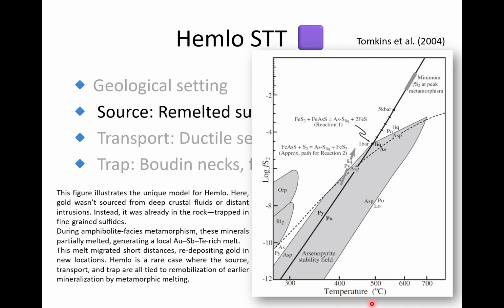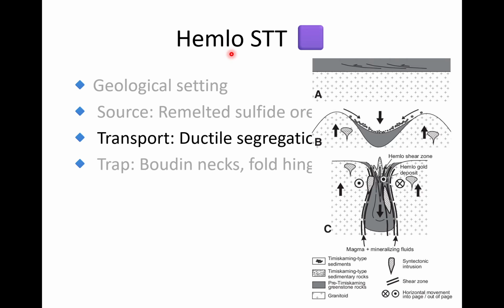So this diagram provides strong thermodynamic evidence that gold was remobilized in situ from pre-existing ore minerals during metamorphism. In other words, the original gold-bearing sulfide at Hemlo effectively melted and reliquefied, turning the rock itself into a new fluid source.